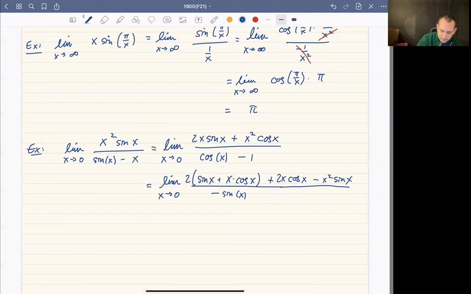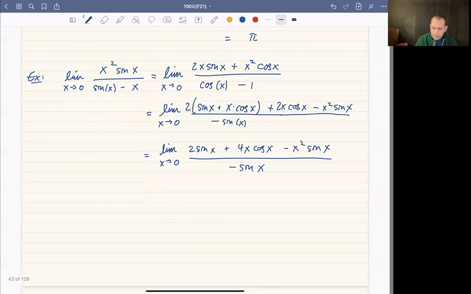And then I just want to simplify the algebra just a second here. This is the limit as x goes to 0 of 2 sine x plus 2x cosine x plus 2x cosine x, which is altogether 4x cosine x, and then minus x squared sine of x. And that's all over minus sine of x. Okay. And there's a little bit of simplifying that we can do here for now if we want to.